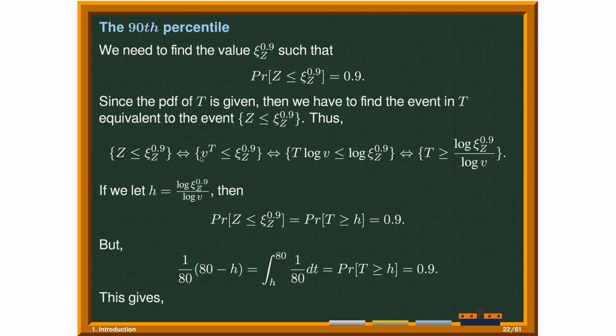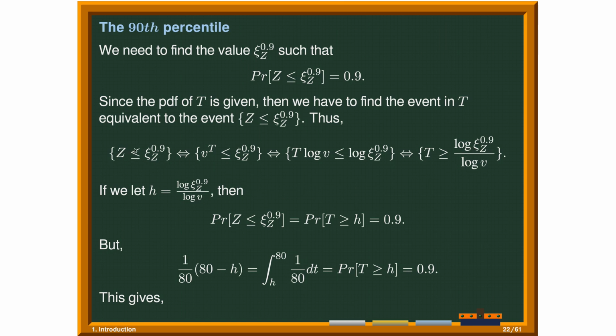We note that z is defined as v to the t, right? And then getting the log of both sides, natural log. So you have t log of v less than or equal to log of the 90th percentile. But log of v is actually negative, right? Because v is a number between 0 and 1. Okay? Log, remember, is natural log. So then t is greater than or equal to the log of the 90th percentile all over log of v. Now let's replace this by h. So we take that as h.